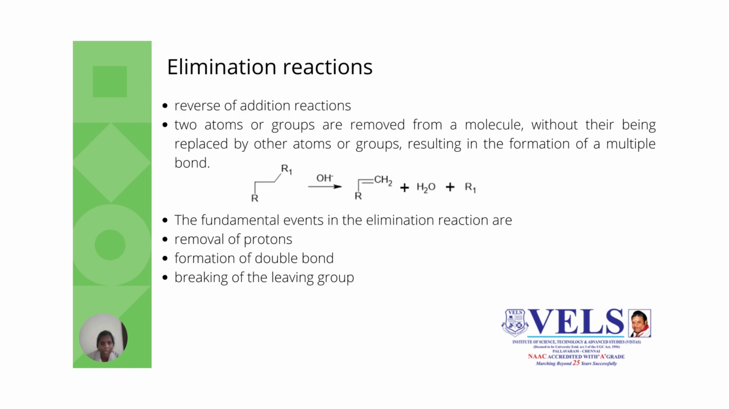Normally, what are the various fundamental events in elimination reactions? The first event is the removal of a proton, the second is the formation of a double bond, and the third is the breaking of the leaving group. Normally, these are the general fundamental events of the elimination reaction.